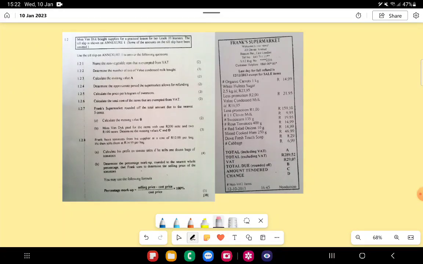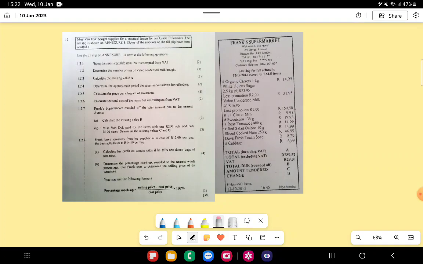What I want you to do right now is I want you to pause the video. I want you to read the question on the screen. So we've got question 1.2 and it is a total of 38 marks. And then we have Frank's Supermarket receipt on the right hand side with a lot of data on it. So pause. When you are done and you know what's happening, you can press play and we can start answering the questions.